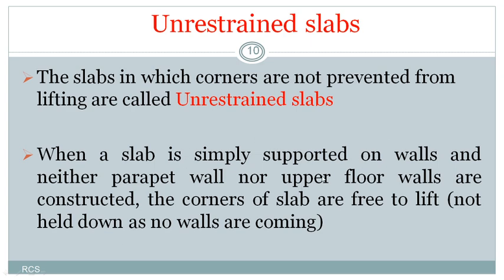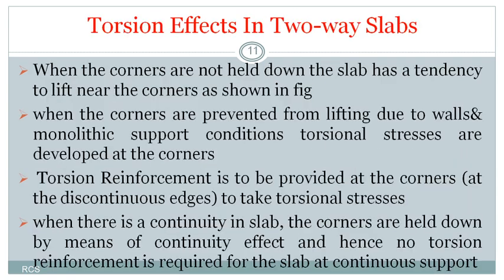Then this type of slab is also called a corners-not-held-down slab. So there are restrained slabs and unrestrained slabs. In this class I'm going to discuss the codal recommendations for restrained slabs only. So let us see the torsional effect in a two-way slab. As I told you, in restrained slabs, torsional stresses are developed at the corners because they are not lifting up.